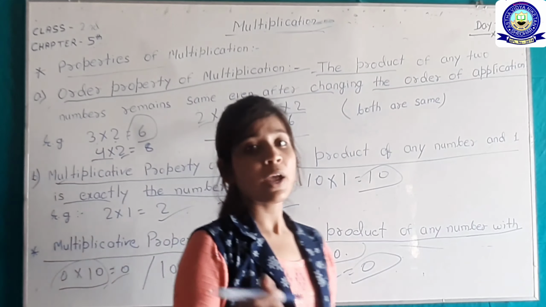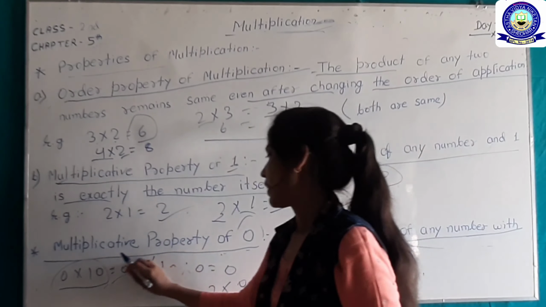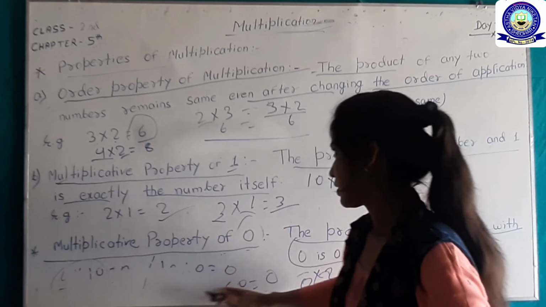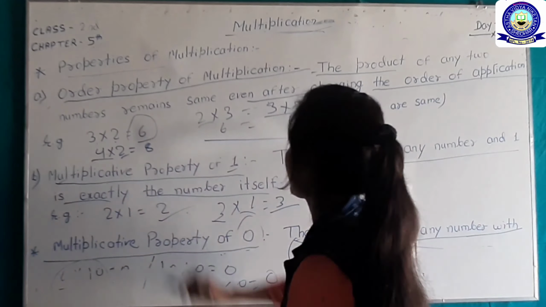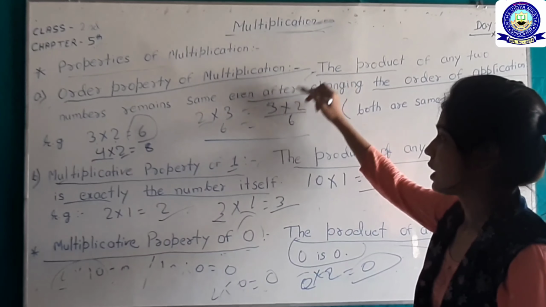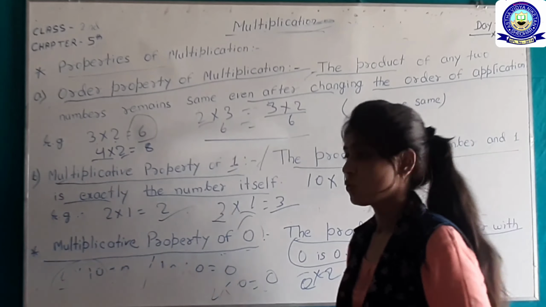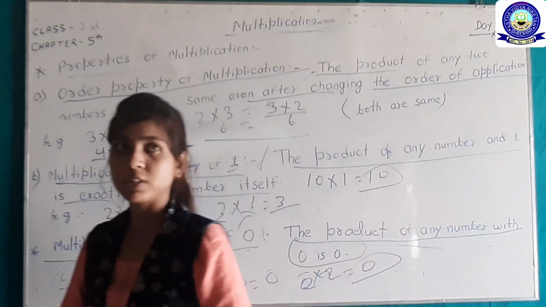And when we multiply by 1, we get the number itself. And this is the order property of multiplication. These are your three properties of multiplication to know about how we multiply the numbers.